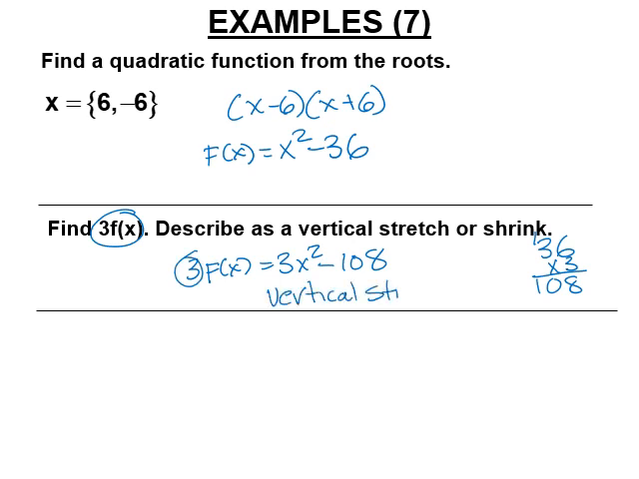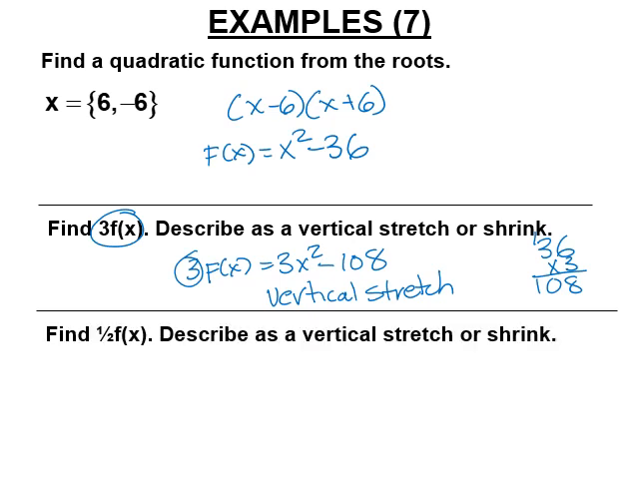There is a horizontal stretch. We're not doing that this year. We're only stretching and shrinking them vertically, up and down. Take the original function, multiply by 1/2, and that's a vertical shrink.